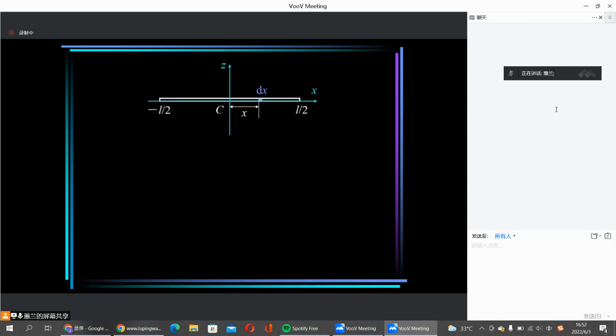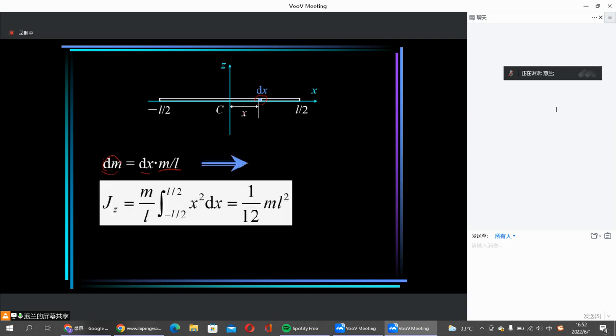So according to the definition, first we need to take an element and calculate the mass of the element. The mass of the element is equal to the density, which is the mass divided by the length because it is one-dimensional, times the volume, which for one dimension is dx. In the textbook we use I, we don't use J.